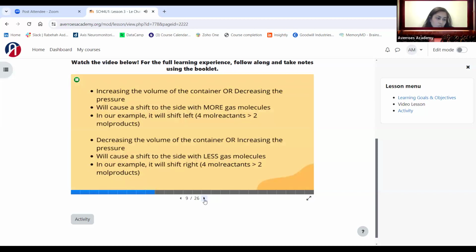Now to reiterate our changes with pressure, increasing the volume of the container, or in other words, decreasing the pressure, will cause a shift to the side of the equation with more gas molecules. So in our example, it will shift to the left, because you have 4 moles of reactants versus 2 moles of products. In contrast, decreasing the volume of the container, or in other words, increasing the pressure, will cause a shift to the side with fewer gas molecules. So in our example, it will shift right, because you have 4 on the left and 2 on the right.